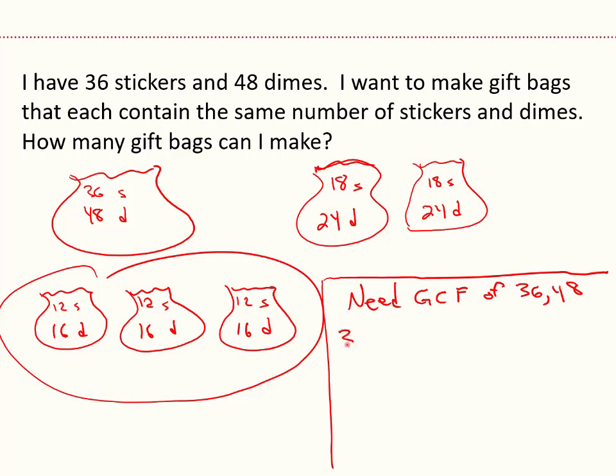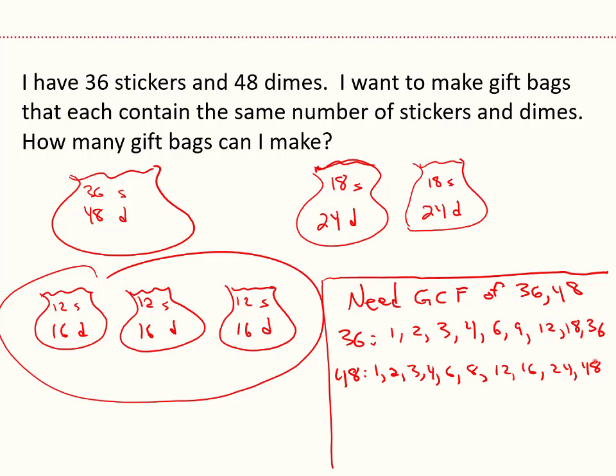So my factors of 36 are, all right, and my factors of 48, those look like, and then I look for my greatest common factor. Let's see, what is it? 16, 18, 24, oh, 12. I think 12 is the biggest number that goes into both of those. So I could make 12 gift bags. That's the most number of gift bags that I can make, where each gift bag has the same number of stickers and each gift bag has the same number of dimes.